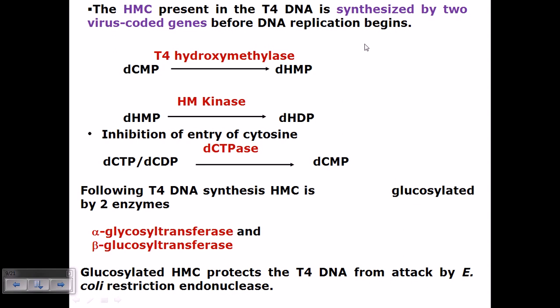So in a nutshell, first of all they are synthesizing their proteins, some important factors that help them degrade the bacterial DNA, and then before the DNA replication begins, they start to modify the bases, because we know that in T4 bacteriophage there are modified bases present. That's how they modify their bases, using their own enzymes, T4 hydroxymethylase and HM kinase. After the modification they replicate and transcribe it, and when T4 has synthesized the HMC, they start synthesizing alpha glucosyl transferase and beta glucosyl transferase, which further block the activity of E. coli restriction endonucleases on the T4 phage DNA.